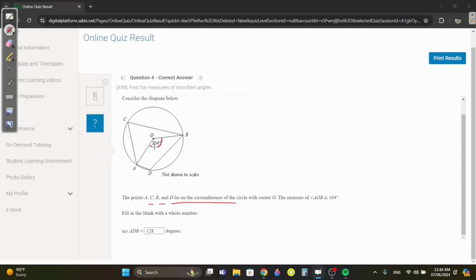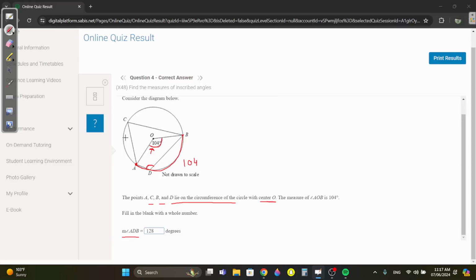What do they want? They want the measure of angle ADB, ADB over here. How would you use it? Before moving to ADB, let's see what's given to us. We have this angle 104. This is the central angle, because they said this is the center. So if this is the central angle, that means the arc ADB over here is going to be 104, because it's equal to the measure of the central angle. And I put the ADB.